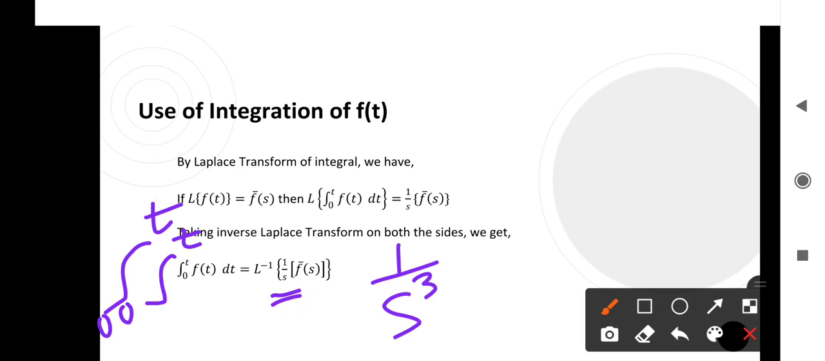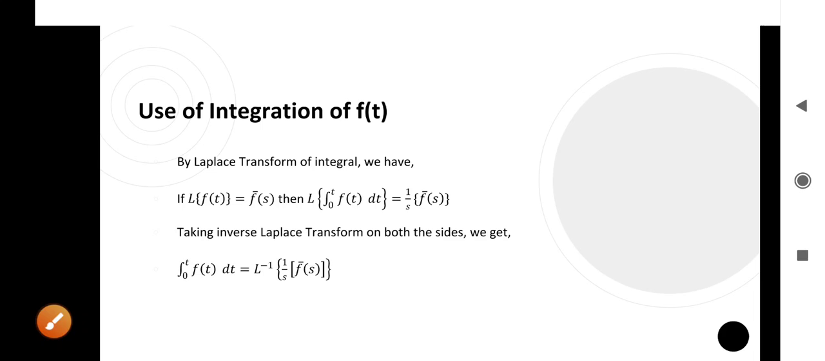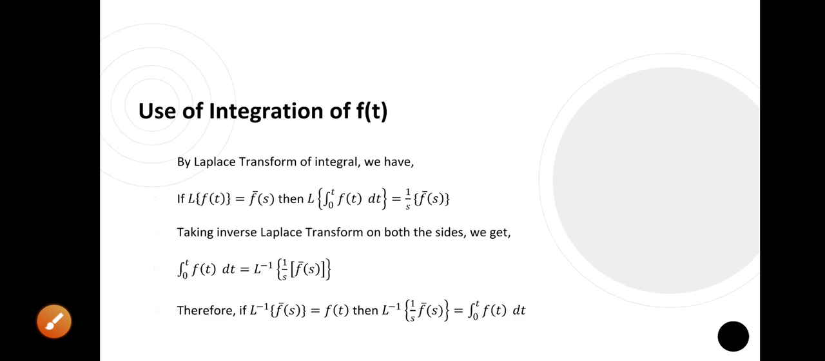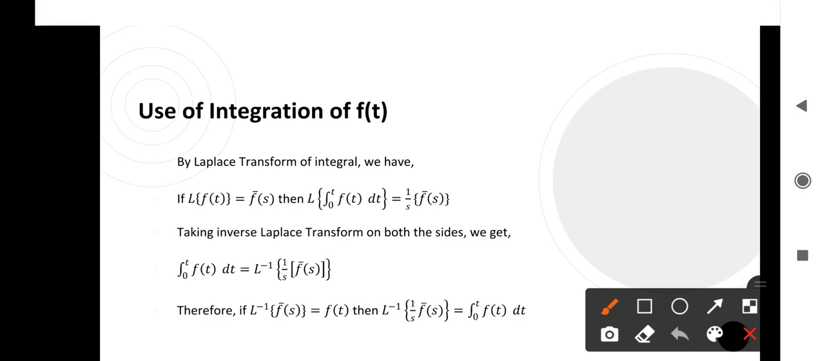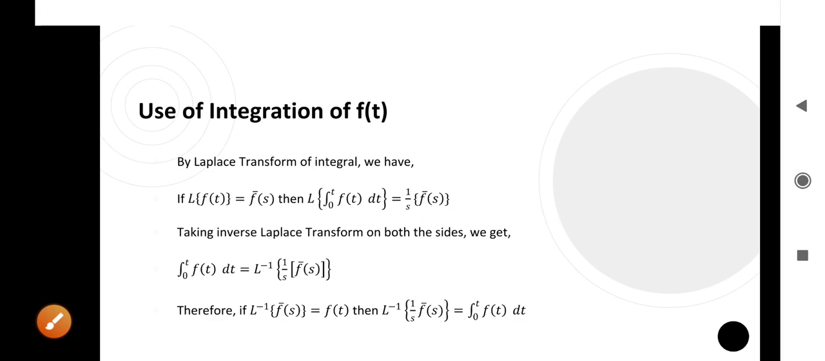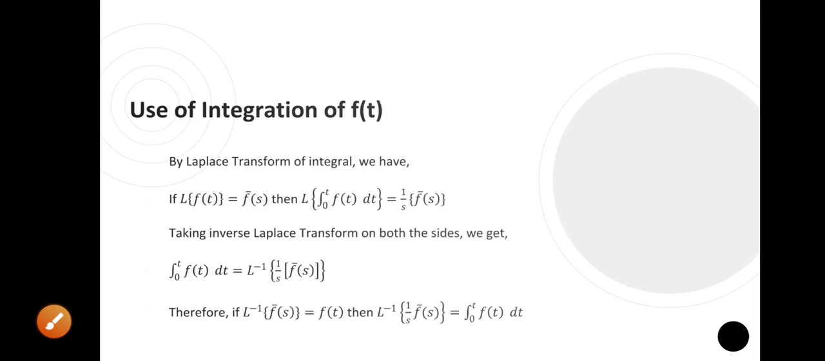So remember this one, the number of multipliers 1 upon s indicates the number of integrations in the required f of t. So using this one we can write, if L inverse of f bar of s is f of t, then L inverse of 1 upon s f bar of s is integration from 0 to t f of t dt. So now we will see its procedure in short.